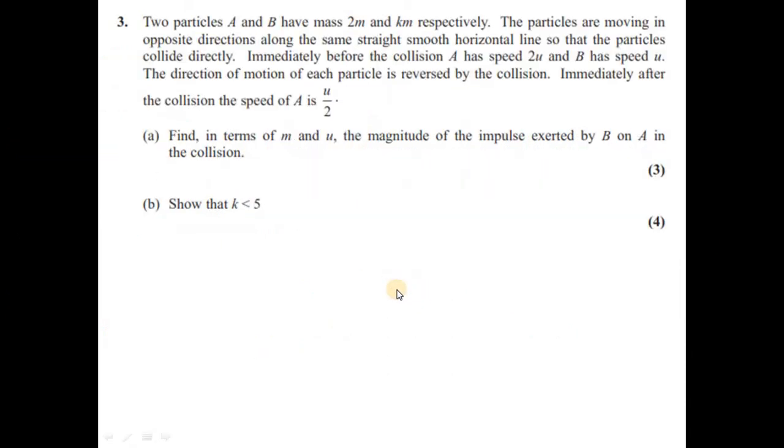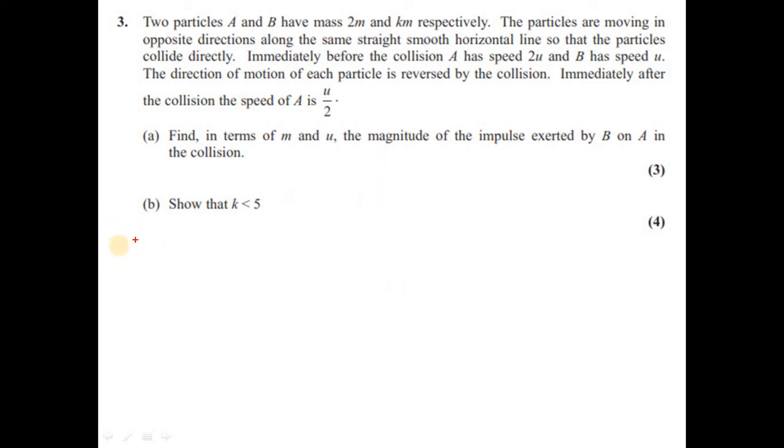Question number 3. Two particles A and B have masses 2m and km respectively. The particles are moving in opposite directions along the same straight smooth horizontal line, so that the particles collide directly. Immediately before collision, A has speed 2u and B has speed u. The direction of motion of each particle is reversed by the collision. Immediately after the collision, the speed of A is u/2. Find, in terms of m and u, the magnitude of impulse exerted by B on A.